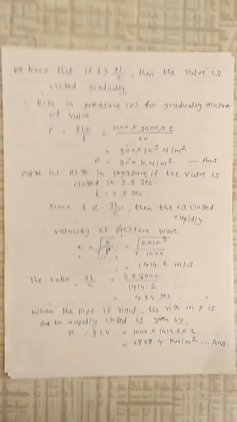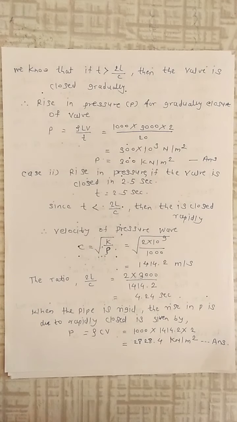Okay, so in this problem they asked us to find the pressure. So here our final pressure, that is 2828.4 kilonewton per meter square.